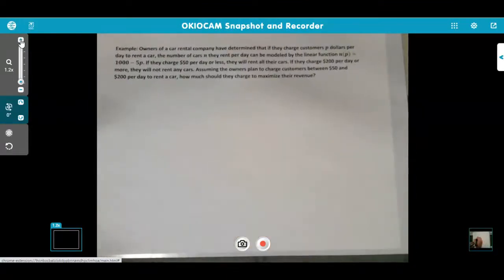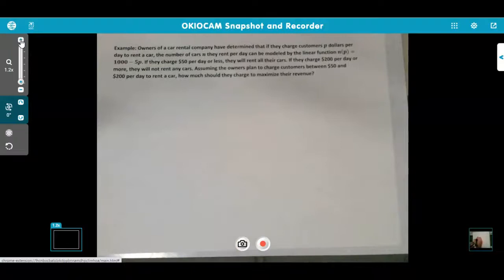Owners of a car rental company have determined that if they charge the customers $P per day to rent a car, the number of cars N they rent per day can be modeled by N of P equals 1,000 minus 5P. If they charge $50 per day, they are going to rent all of their cars. And if they charge $200, they will not rent a single car. Assuming they plan to charge between $50 and $200, how much should they charge to maximize the revenue?